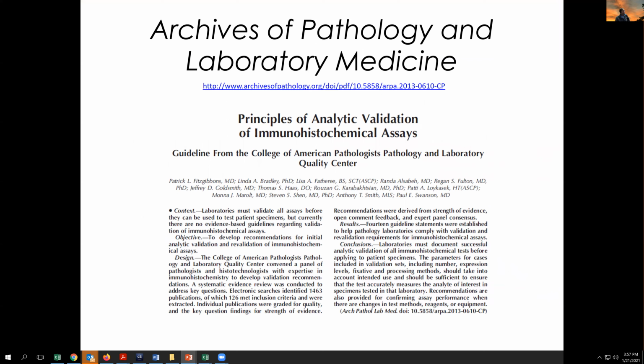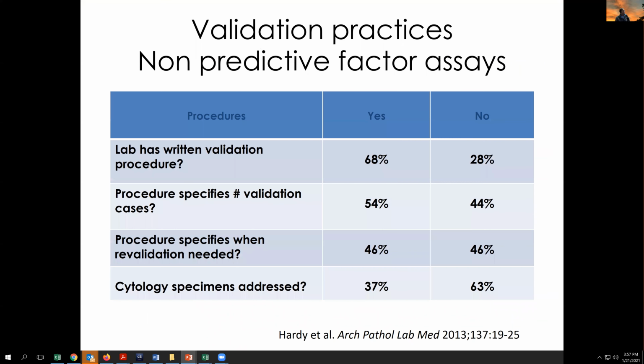So this guideline, published in 2013 by the CAP and again in Archives, was an attempt to define the principles that were involved and to survey the results of various laboratories. This was based on some data from prior surveys that seemed to indicate there were some problems out there that might explain why the variability in some of these assays and the results could be so drastic.